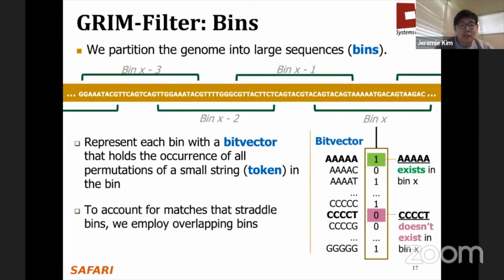And because we want a whole read to occur within a single bin, we have to chunk the reference into multiple bins that overlap. And so basically, any read is guaranteed to fully fall within a given bin. So this overlap basically has to be at least as long as the size of the read.